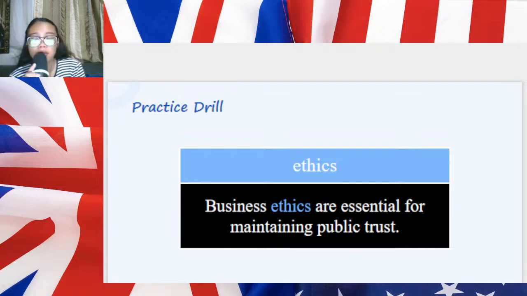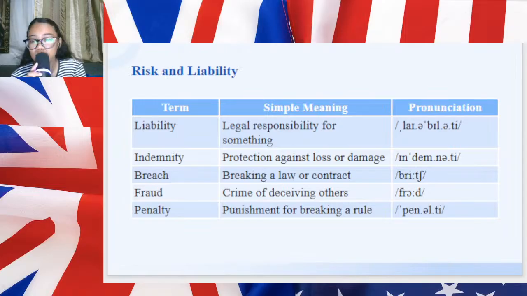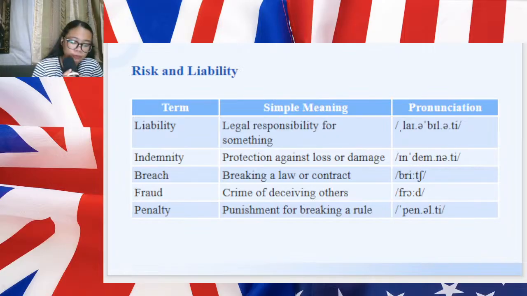All right, so those are the terms for the second set. Let's move on with risk and liability terms. Starting with liability. This is a legal responsibility for something. It refers to the state of being legally obligated or responsible for something such as debt, damage, or any wrongdoing. So it implies a legal duty to compensate for harm or loss. You try to use this when discussing legal responsibilities, legal obligations, or potential financial burdens.